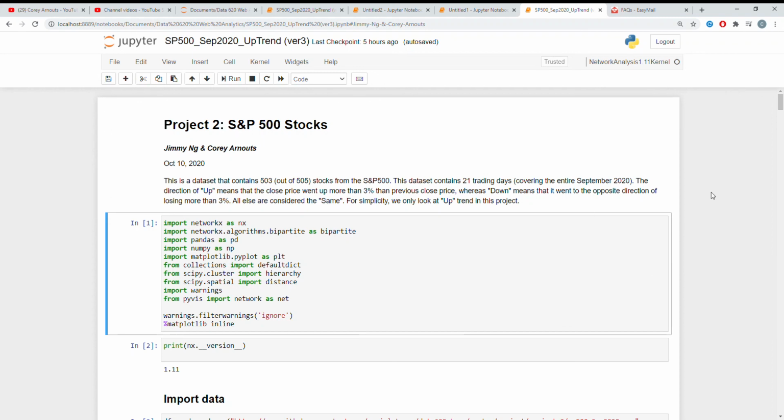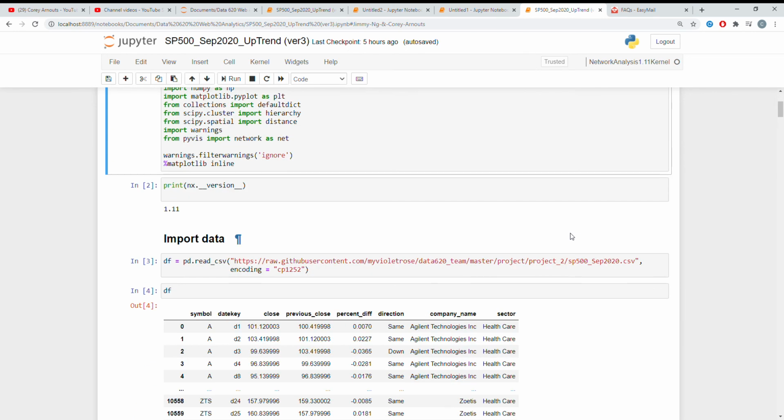Hello, this is Corey. Me and my partner Jimmy for Project 2 worked on network analysis around S&P 500 stocks. Essentially what we looked at was stocks that move up or down together. We're saying a daily change of 3% either way, and two stocks moving that way denotes that they're moving the same way during the day. And we're showing those connections through a network analysis.